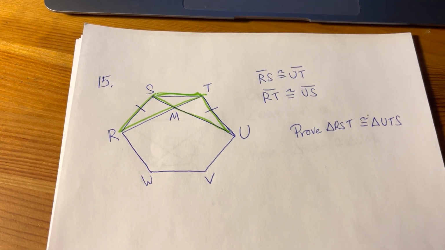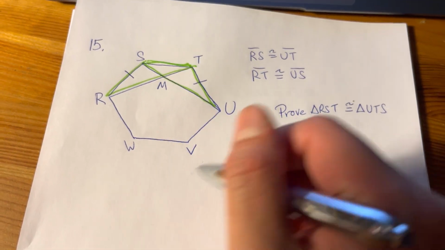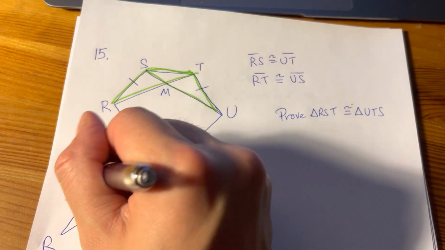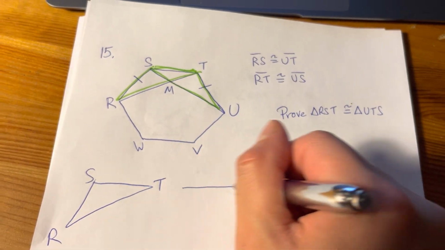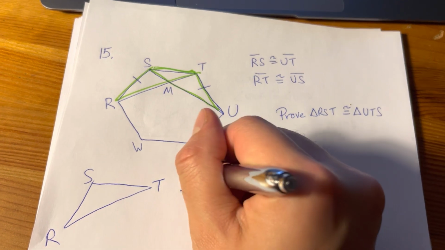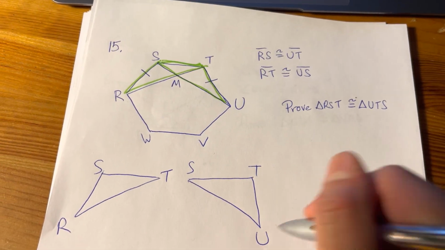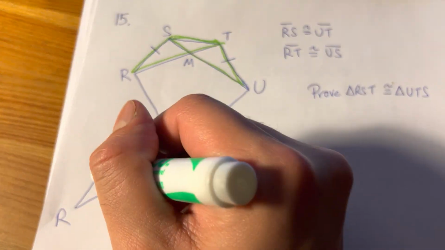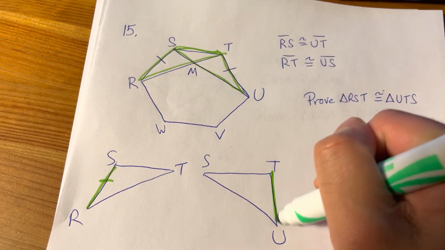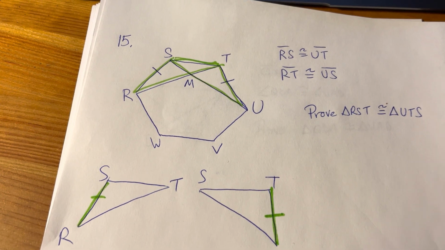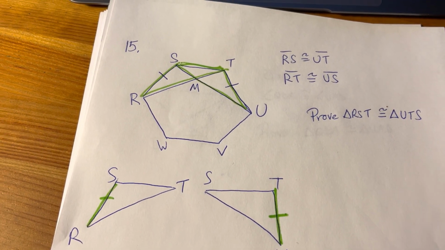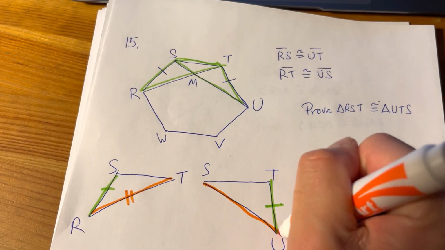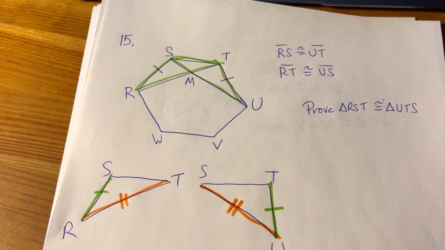So they're together. First thing I want to do is draw them separately to make them a little easier for me to digest. So RST is going to be this. And over here, I'm going to draw STU. Now, what do I know? I know that RS is congruent to UT. What else do I know? I know that RT is congruent to US.